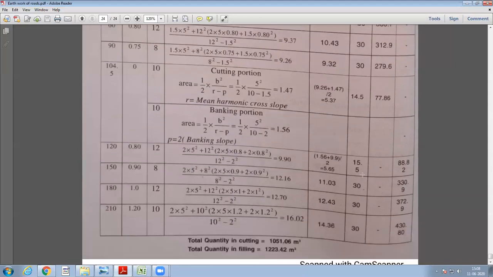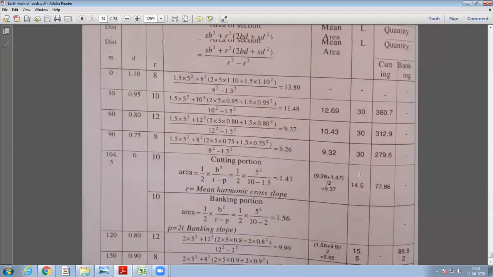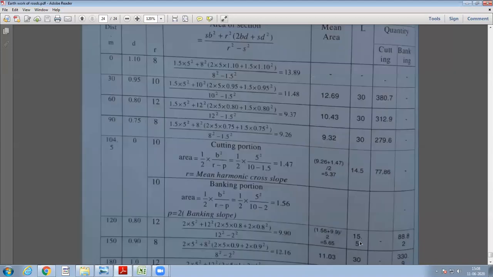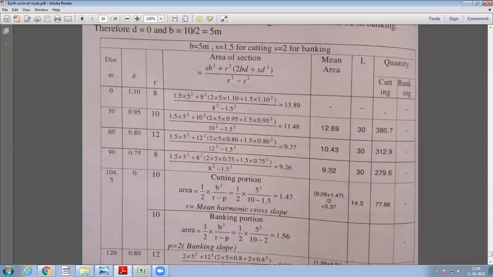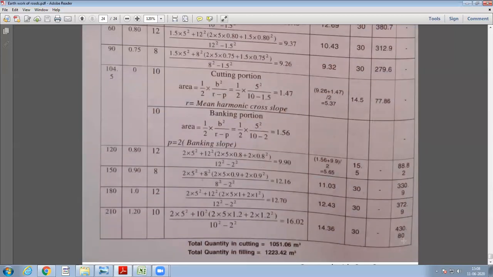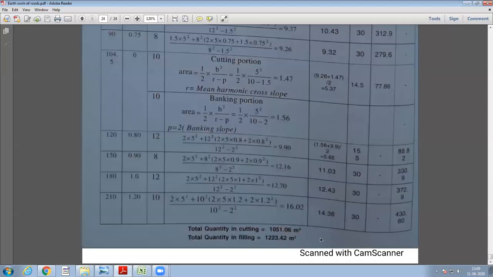So work out, and while putting the L value at this point after 90, it should be 14.5 and the remaining value should be 15.5 here, and the length should be here, and all the cutting volume should be here till this point, and all the banking volume should be here. Add them separately to get the total quantity of cutting and filling.